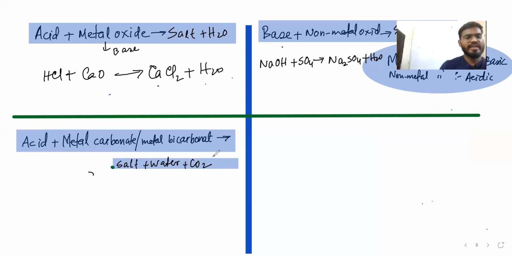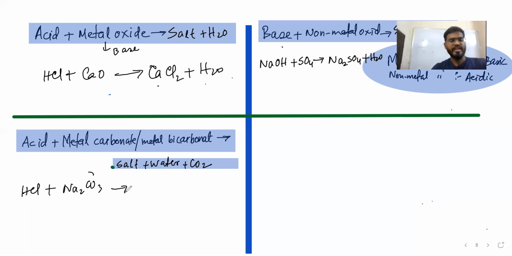So let's take an example again. Let's take HCl plus, first, a metal carbonate, Na2CO3. If you are taking Na2CO3, then what are you supposed to do? You are supposed to separate it out. H plus, Cl minus, Na plus, carbonate. So Cl will go with Na plus, so NaCl, then CO2 plus H2O.